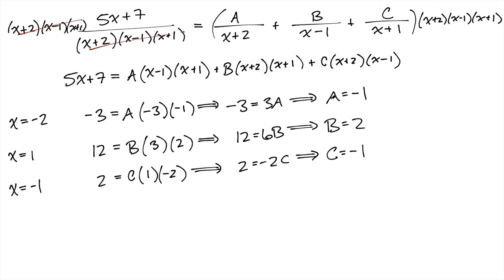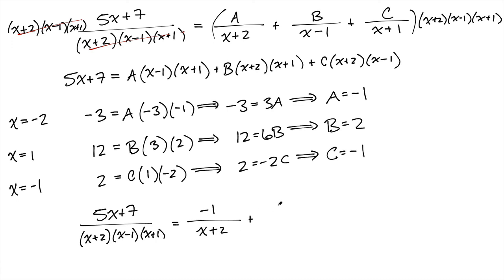So now we know our a, b, and c. We're ready to plug those in, and we have our partial fraction decomposition. So our original rational function, I'll write it in the factored form, is equal to a over x plus 2 plus b over x minus 1 plus c over x plus 1. And that is the partial fraction decomposition of this rational function.